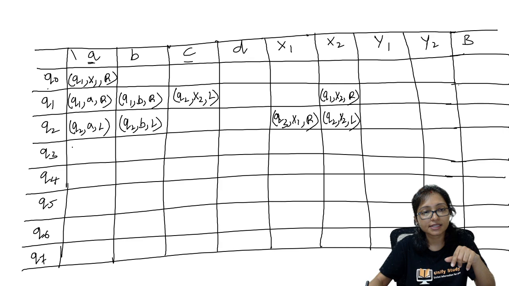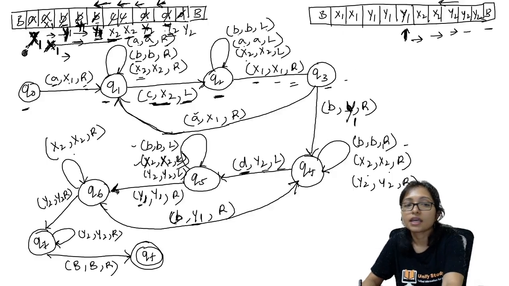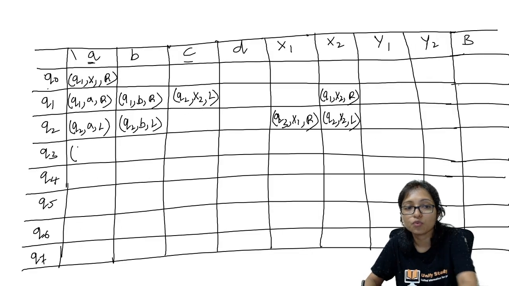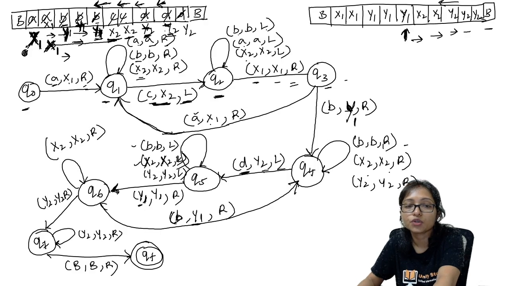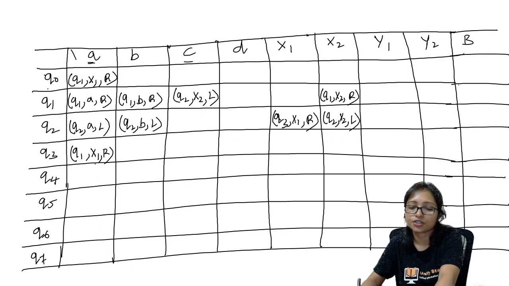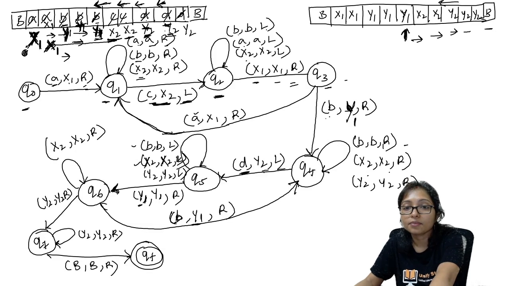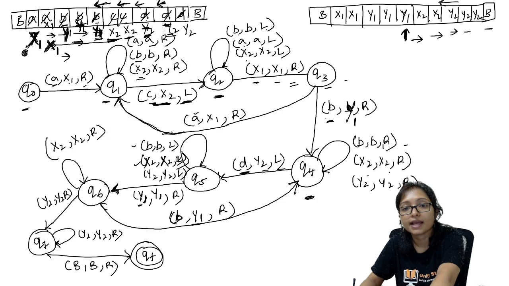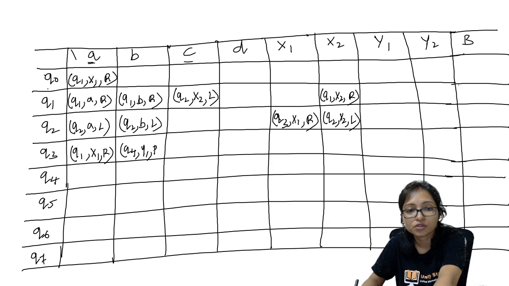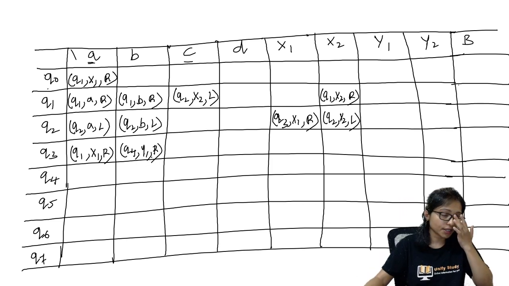So in Q3 state, what am I doing? If I am getting A, I go to Q1 state, A is replaced with X1, and I move to the right direction. If I am getting B, then I go to Q4 state, replace it with Y1, and move to the right direction. Q3 state is done.